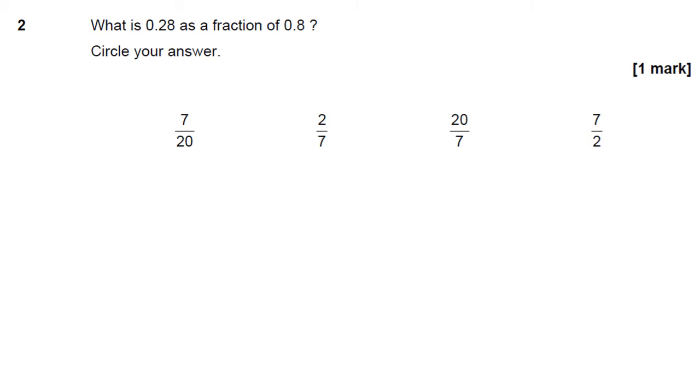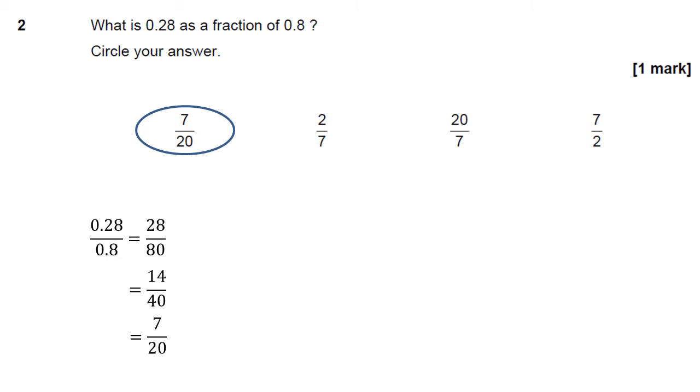Question 2, what is 0.28 as a fraction of 0.8? So the first thing to do is to write this as a fraction. So 0.28 over 0.8. If we multiply top and bottom by 100, that gives us 28 over 80. We can see that these are both even numbers now. So let's halve top and bottom, which will give 14 over 40. But we can do the same thing again, which will give us 7 over 20. And that is our answer.